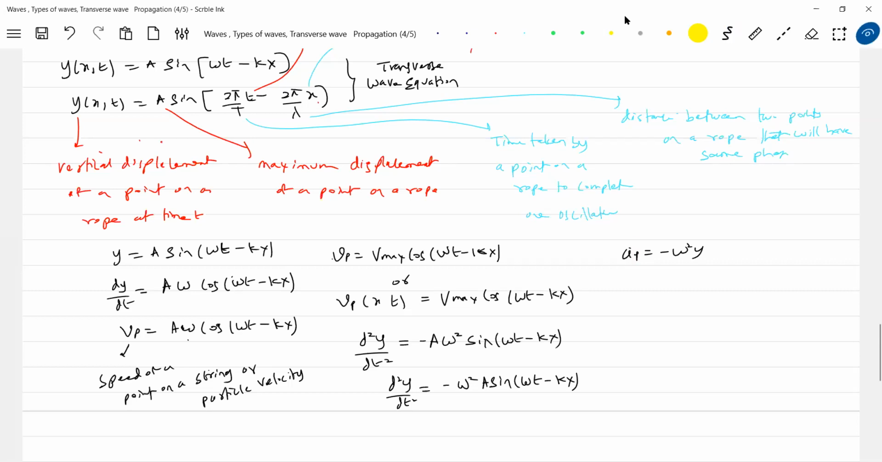of particles. So look at how the acceleration is. Anybody wants to comment on this? The last equation: how is the acceleration of a point on a rope proportional to the negative of displacement? Is it SHM? Yes. So therefore, what I can conclude is the points on a rope execute SHM.